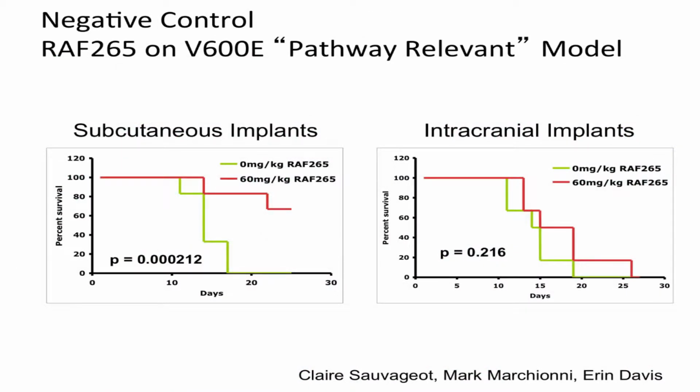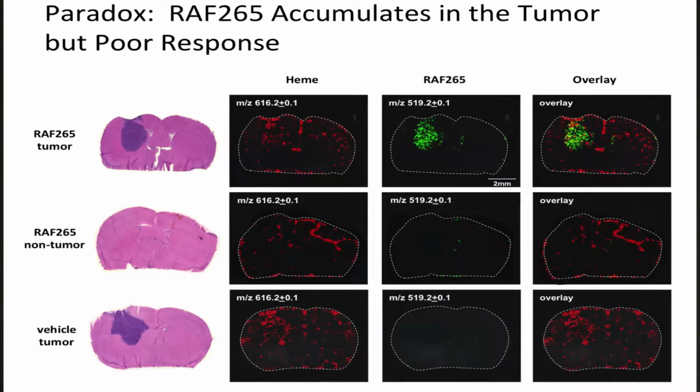So you've seen already some of those graphs. This was a negative control that we turned to, RAF265, a BRAF inhibitor that works really well on sub-Q implants, but when we put those tumors into the brain, again, we lose the efficacy. So what we thought we would see doing the imaging on this animal is no drug accumulating at all. And so this is the animal with a tumor here, a non-tumor, and a vehicle animal. But instead, this is what we saw. We saw a strong accumulation of the drug in the tumor of the animal, but with practically no response.